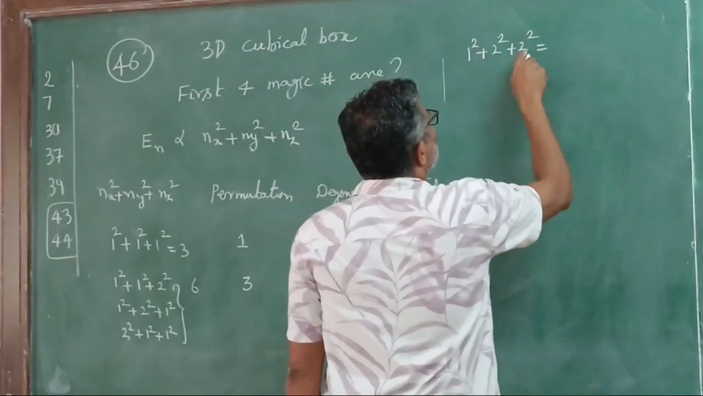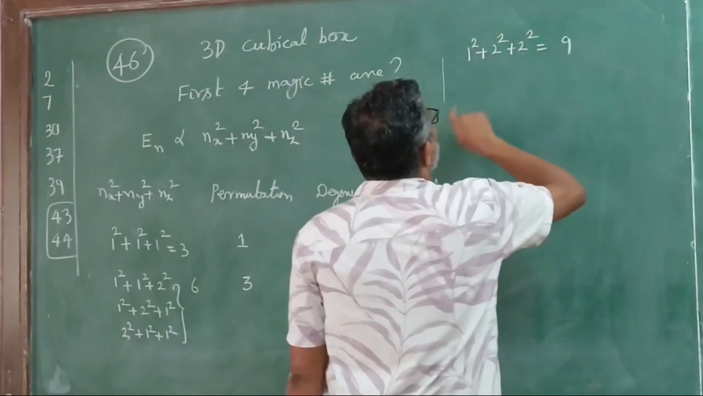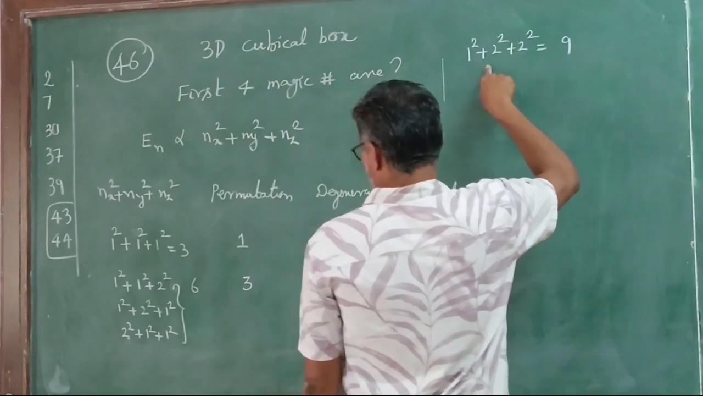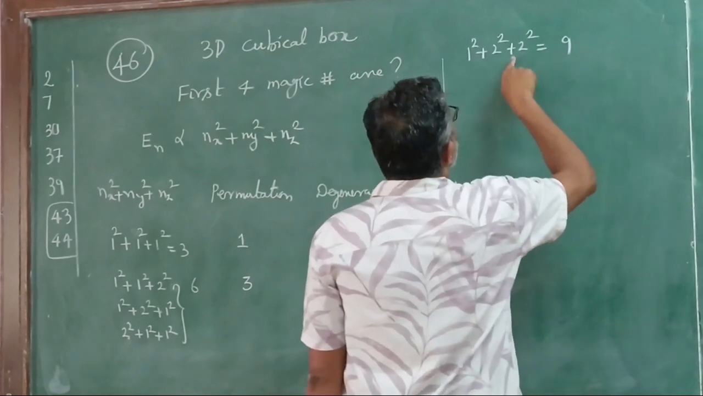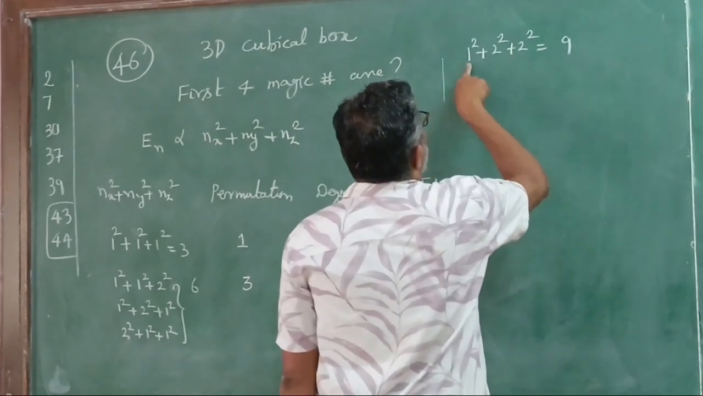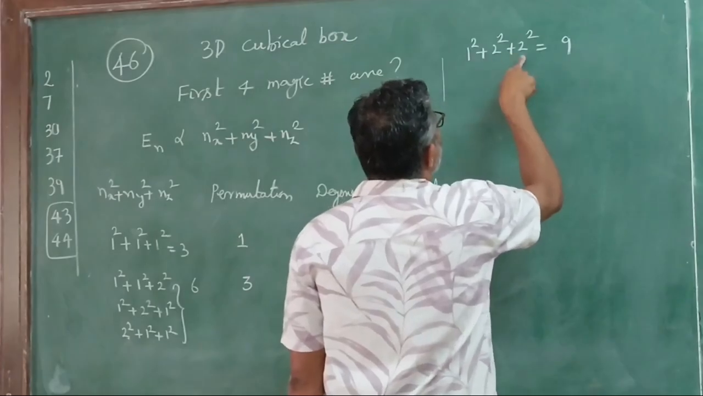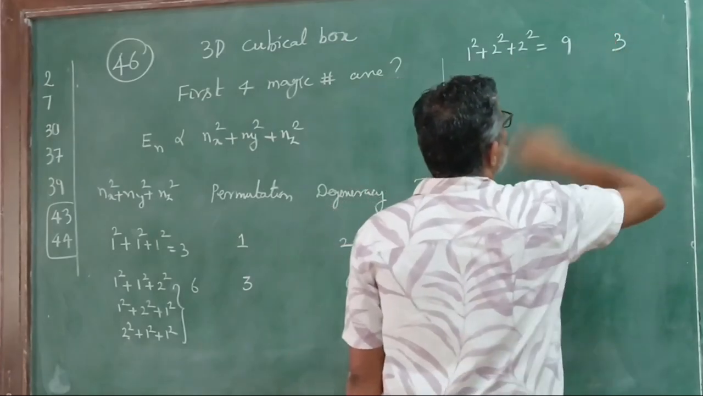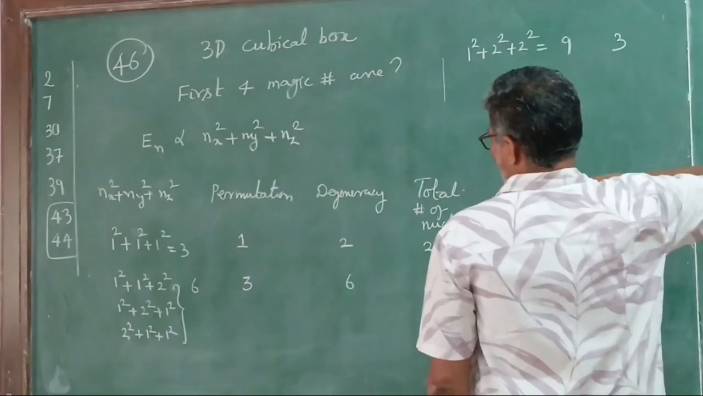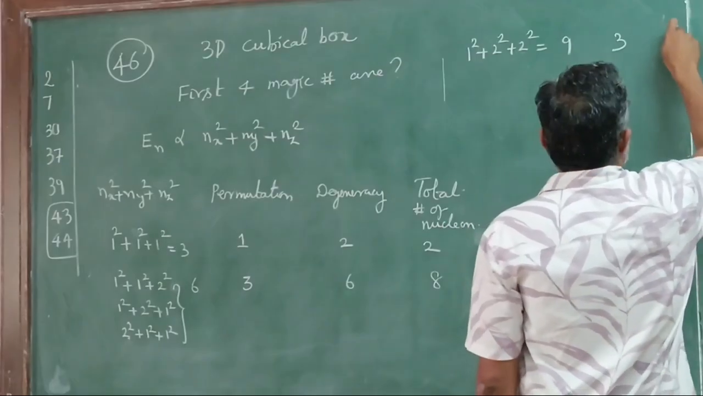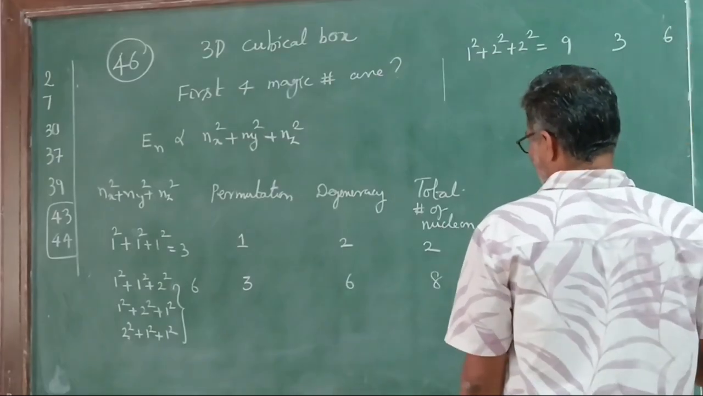One square plus 2 square plus 2 square, so 4 plus 1, 9. So this permutation is again 3 will come. This can be 2, 1, 2, 2, 2, 1. So again 3. And then the degeneracy is again 6.